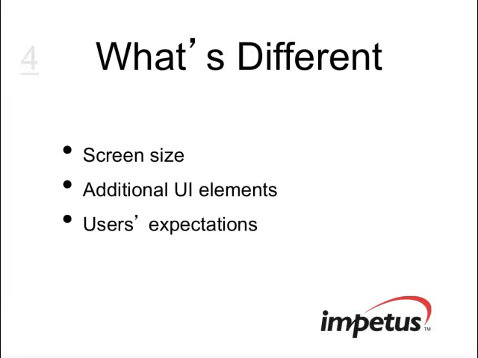So the first thing is to identify what's different. Well, obviously, the screen size. There are some additional UI elements. Users' expectations are different. And there's also the potential for a difference in our revenue model. So when you consider additional screen size and additional UI elements, that raises your expectations.